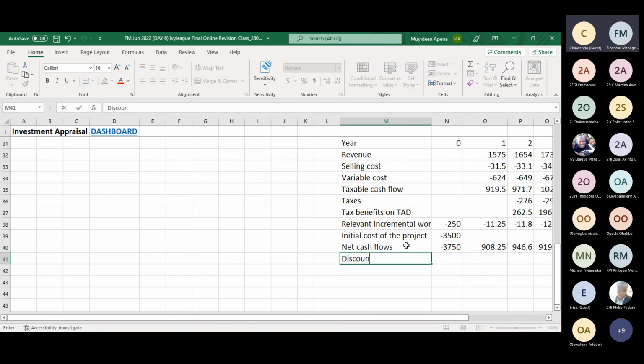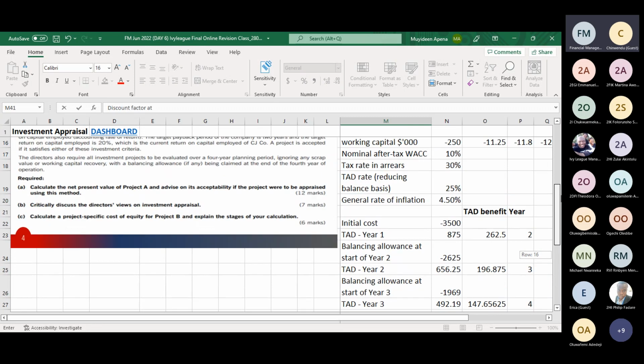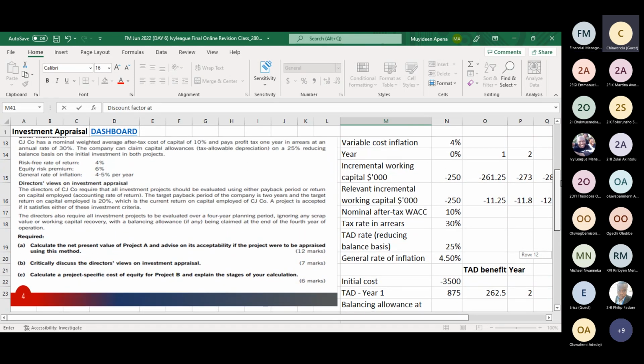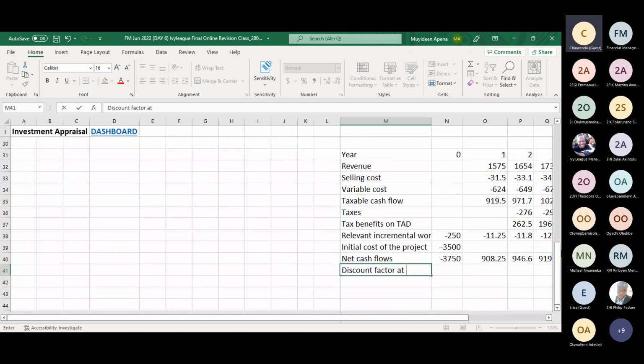And we apply our discount factor. At what rate are we doing that? Nominal WACC, after-tax WACC. And that's what rate? 10%. Can you see it? 10%.